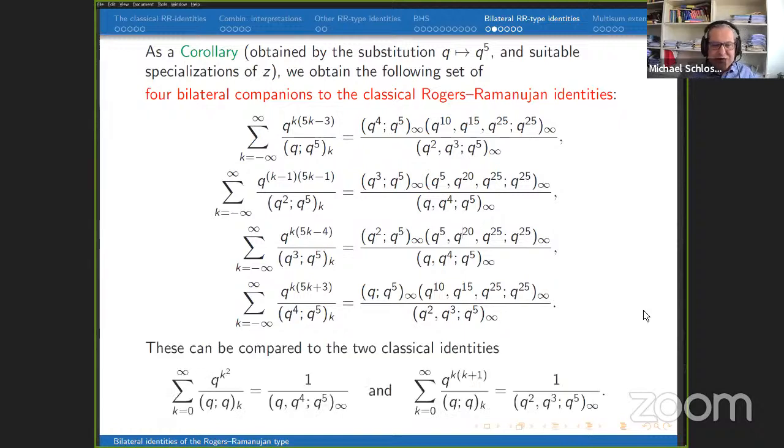Okay, and these can be compared to this pair. So now we have 4. It's also because the residue classes modulo 5 which are not zero, are 1, 2, 3, and 4 that appear here. Why we have exactly these quadratic powers of q, maybe that's not quite clear here, but they're chosen so that it makes the right-hand sides factorize.